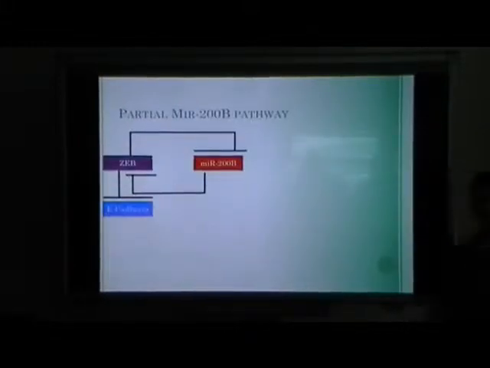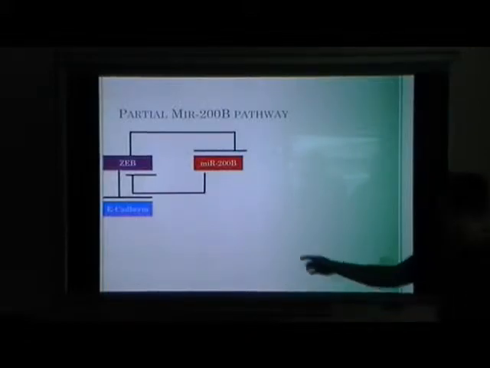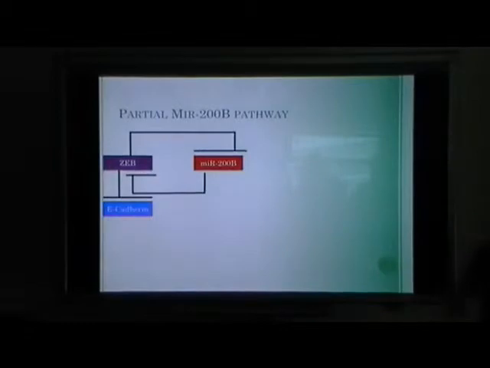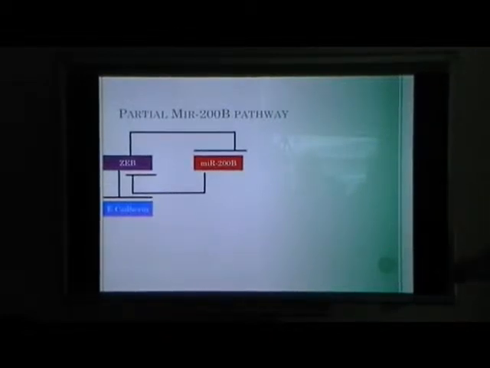So MIR200B is typically thought of as an epithelial phenotype enforcer for a microRNA. The reason for this is that E-cadherin is a protein that's a marker of the epithelial phenotype, and it's repressed by ZEB. ZEB is repressed by MIR200B. So through a double negative, MIR200B enforces the phenotype by allowing the expression of the E-cadherin.